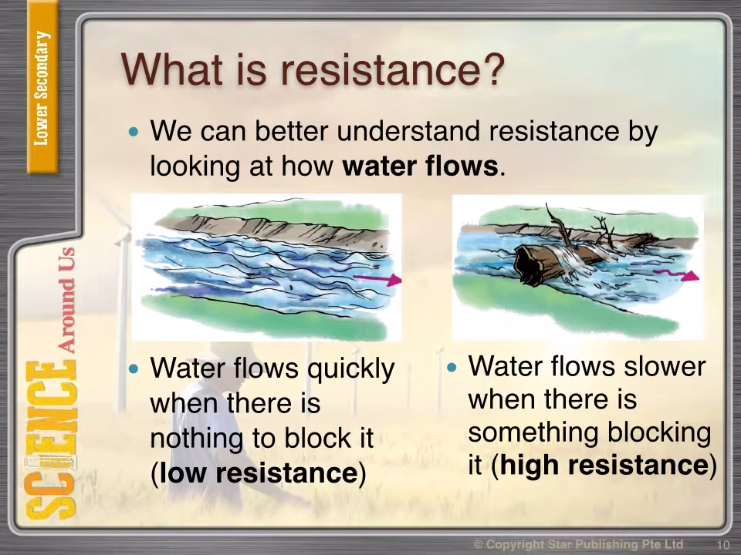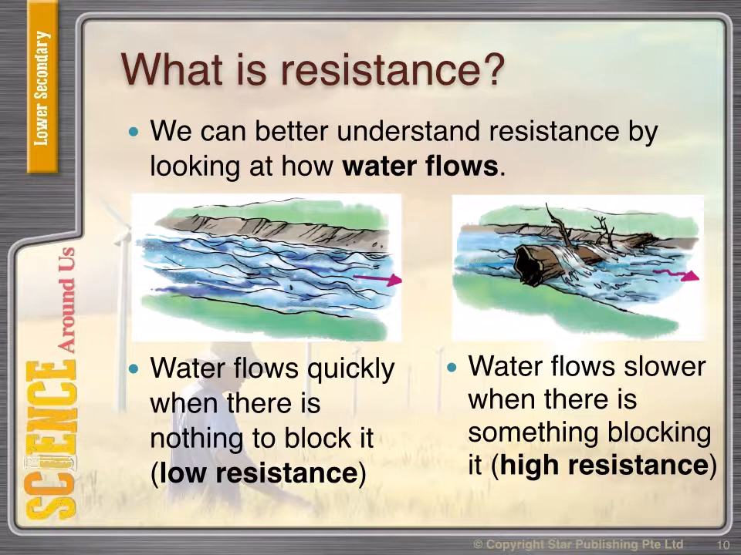So what exactly is this concept called resistance? How do we understand it? I think just now I tried to explain that resistance is something that's blocking the flow of the current. Imagine you have a river on the left. If there's nothing blocking it, the water just flows through quickly and easily. There's nothing to block it. So we call this in electricity low resistance, nothing to obstruct or resist the flow of water.